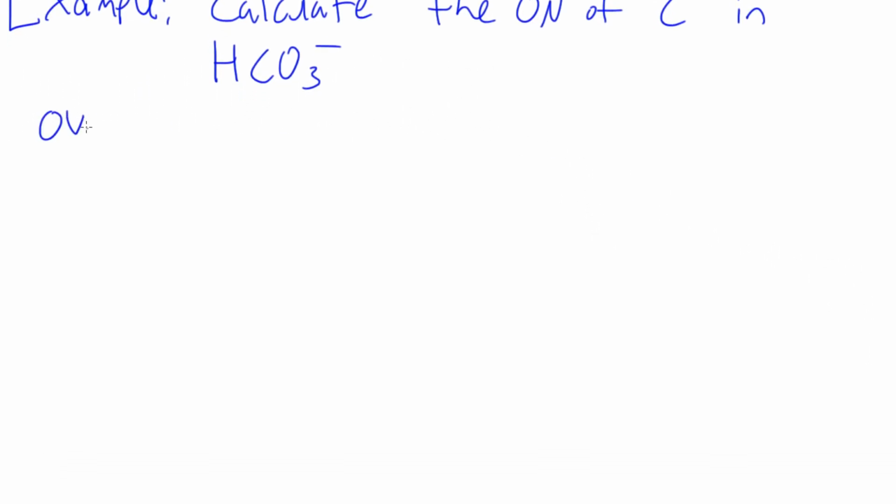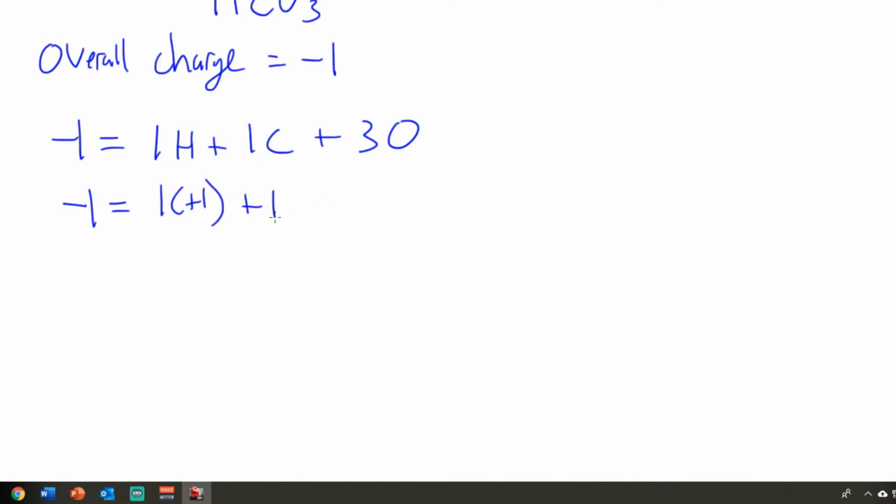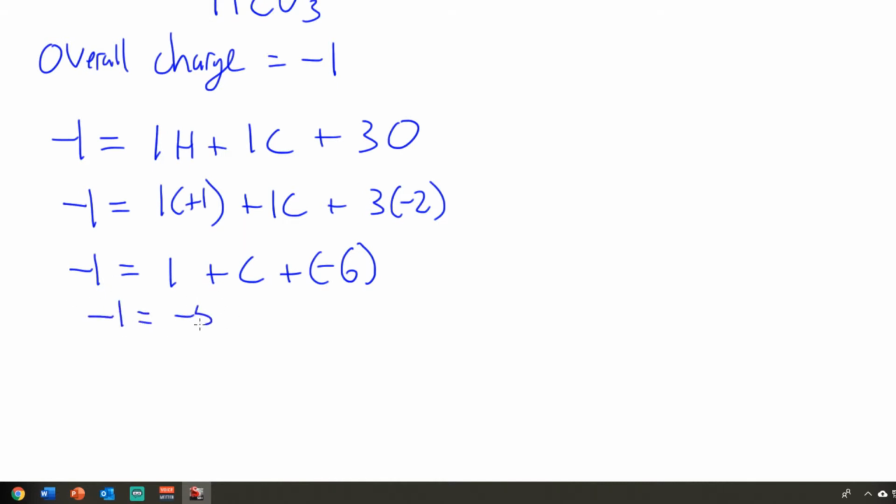All right, so overall charge is -1. That's what that negative sign means, I'll put a 1 there. So then you say, okay, so -1 has to equal the following. We have 1 hydrogen plus 1 carbon plus 3 oxygens. Again, without any other information, it's safe to assume that hydrogen is +1. Carbon, we don't really know. And the oxygens are at -2. Simplifying this, this becomes 1 plus the carbon plus -6. Then -1 equals -5 plus C. So carbon will then have an oxidation number of +4. There we go. So even though the overall charge was negative, the process basically remains the same. We just have a different number here.